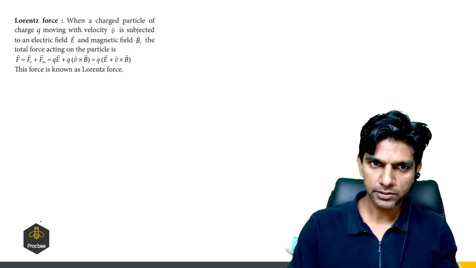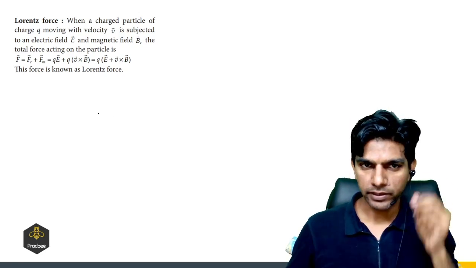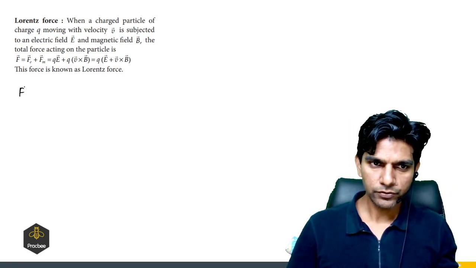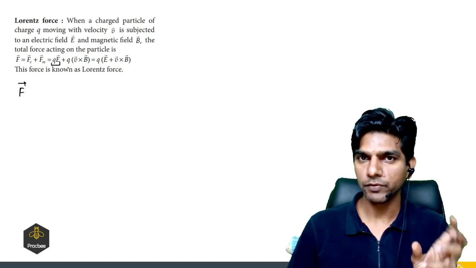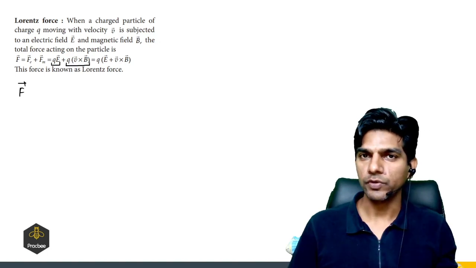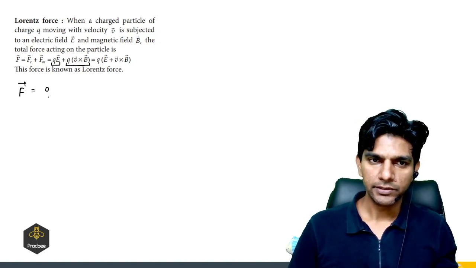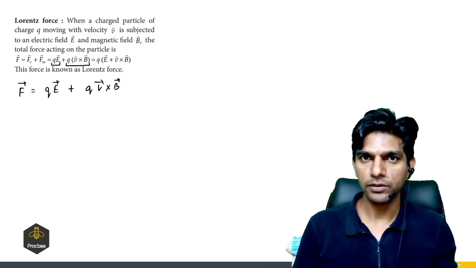So do remember this. And if both electric field and magnetic field are present, the net force will be given by this formula. This is the electric force QE that we've already studied in electrostatics. And this is the magnetic force QV cross B. So QE plus QV cross B. If we do the vector addition of these two forces, we'll get the net force on the charged particle.